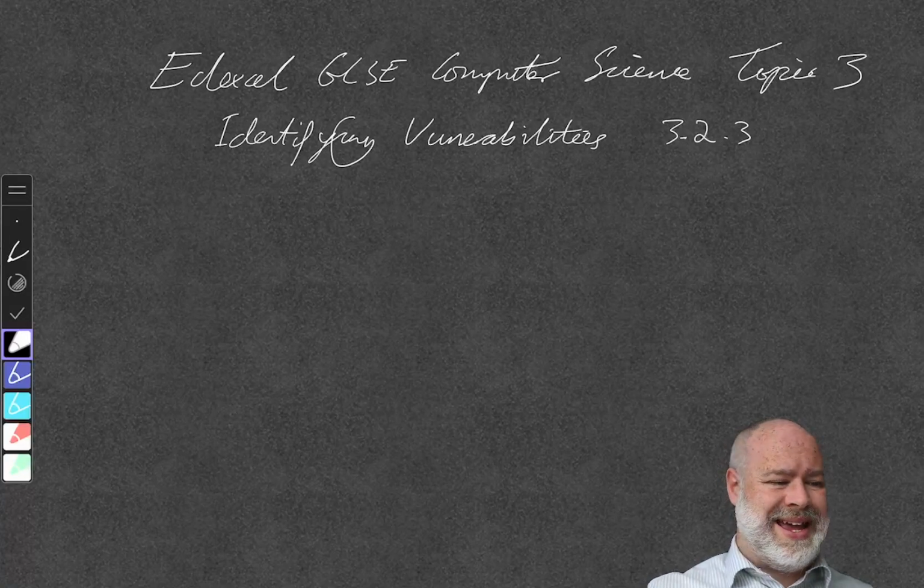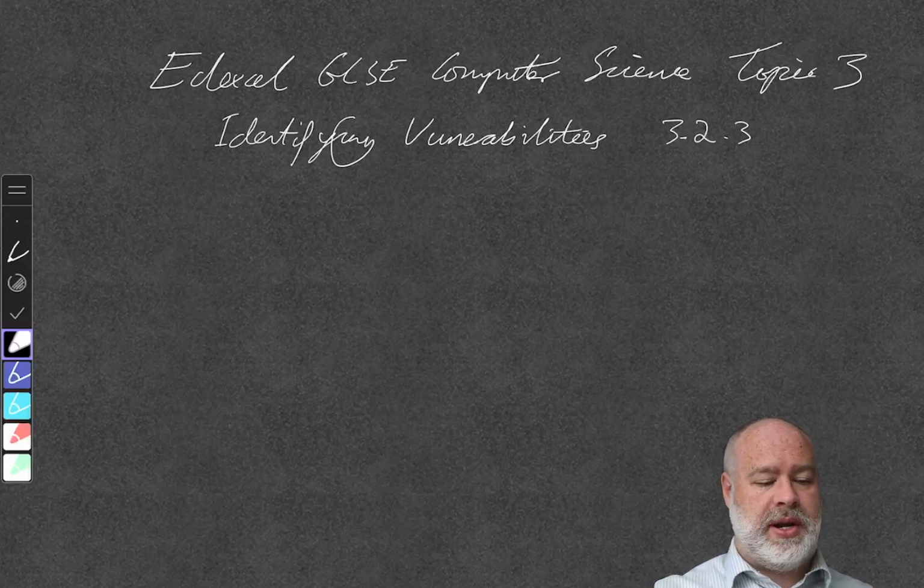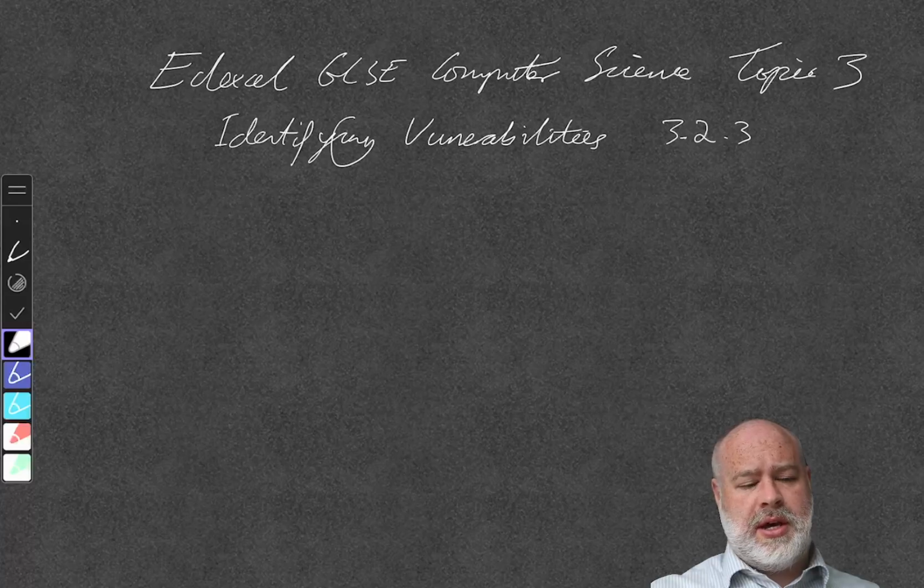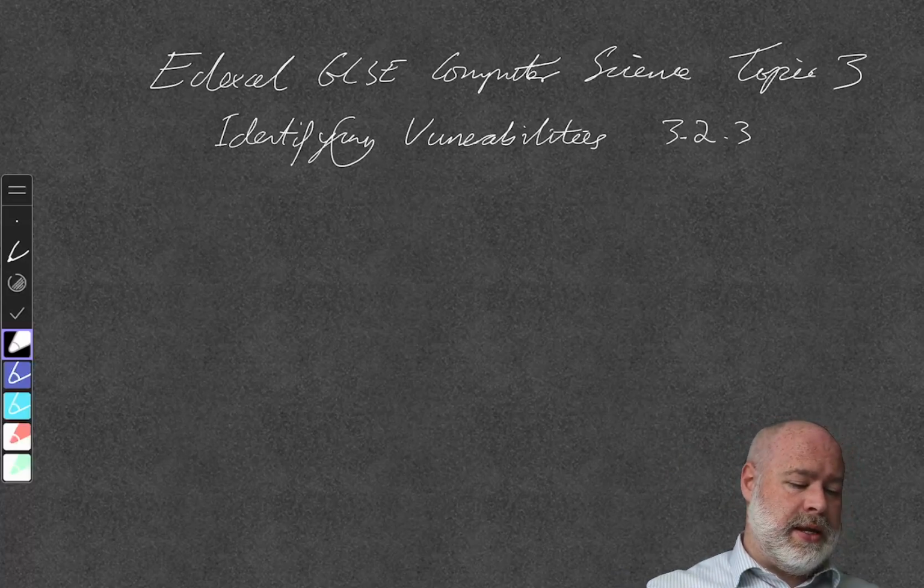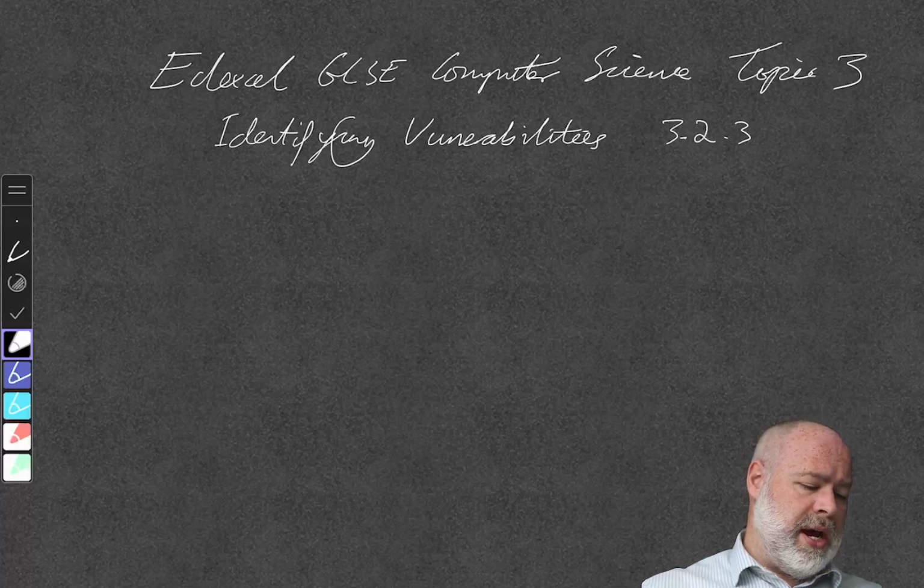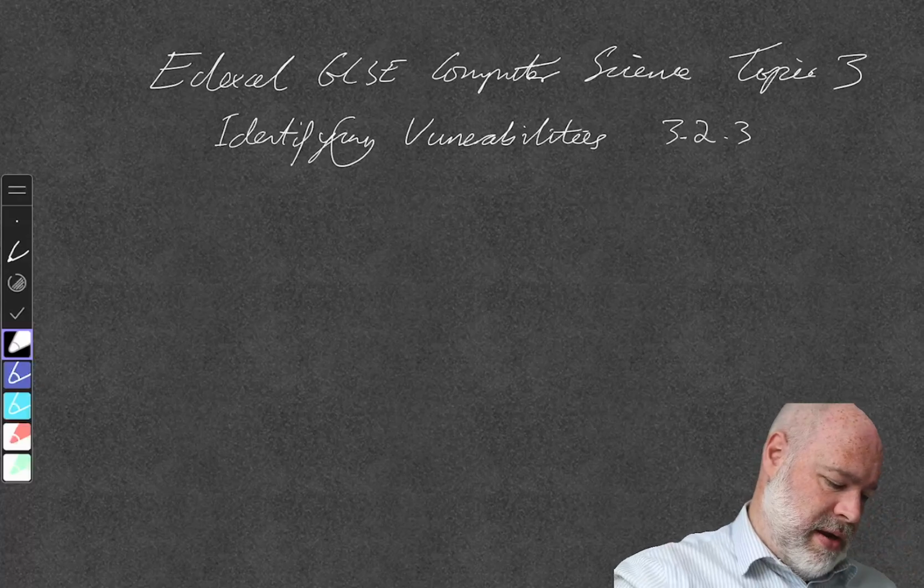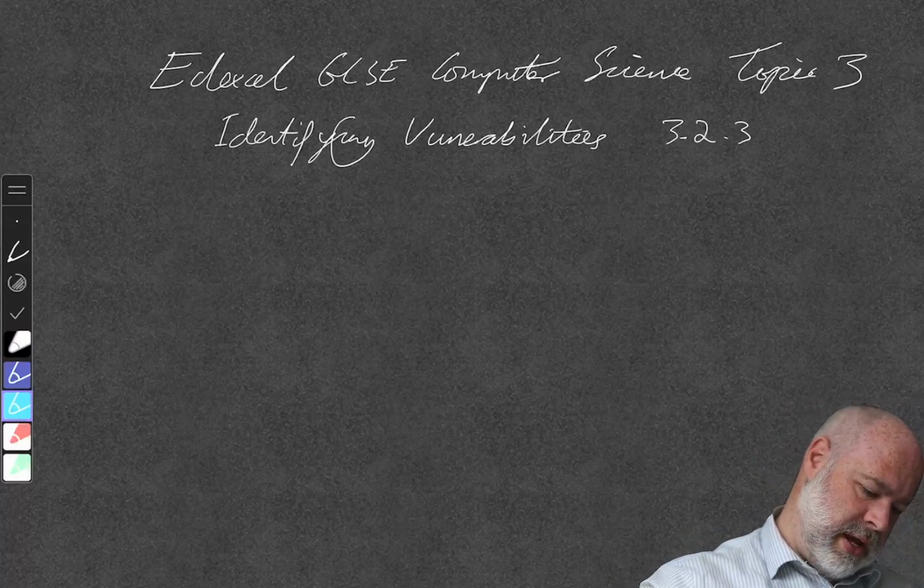We're going to be looking at topic 3, subtopic identifying vulnerabilities, which is 3.2.3 on the specification curriculum map. And it's all part of the Edexcel GCSE Computer Science course. And we're going to be looking at 3 different areas here, primarily.